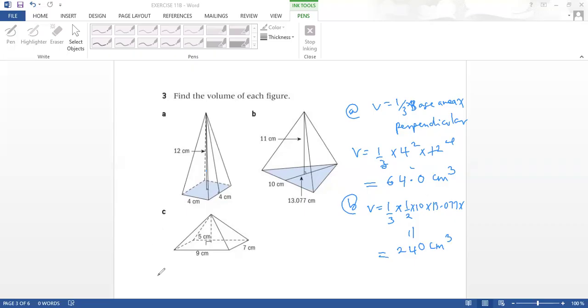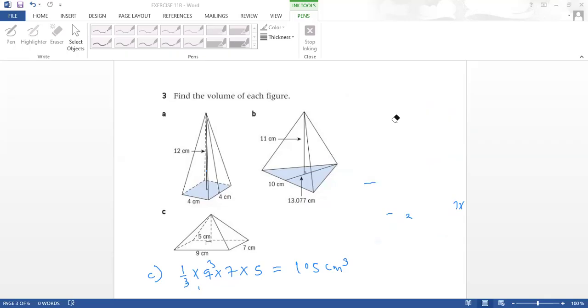And then for part C, the same drill we are doing. A third, base area is 9 multiplied by 7, times perpendicular height, which is 5. So 3 goes into 9, 3. 3 times 7 is 21, and 21 times 5 is 105 cubic centimeters. So those are the volumes of A, B, and C.